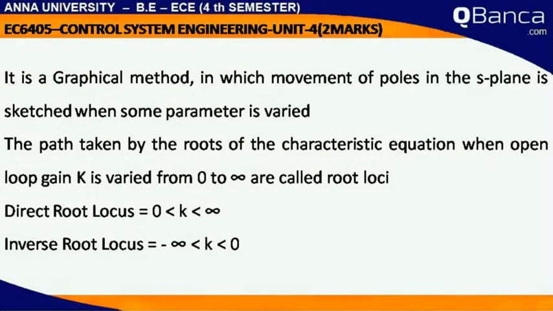It is a graphical method in which the movement of poles in the S-plane is sketched when some parameter is varied. The path taken by the roots of the characteristic equation when the open loop gain K is varied from 0 to infinity is called root loci. Direct root locus: K is between 0 to infinity. Inverse root locus: K is between minus infinity to 0.